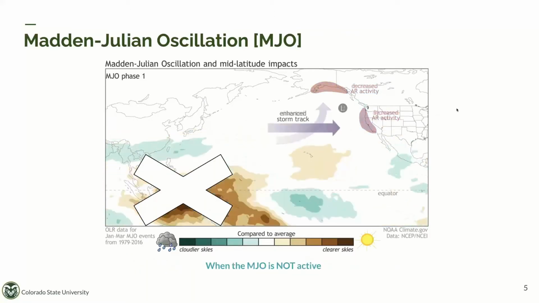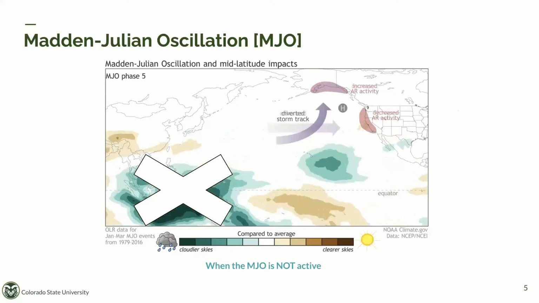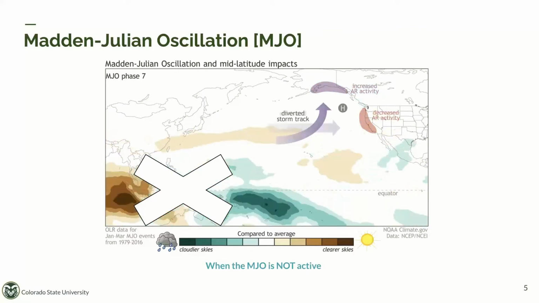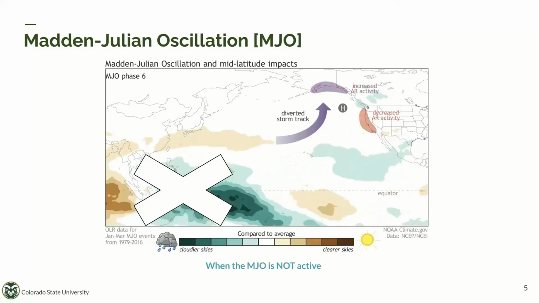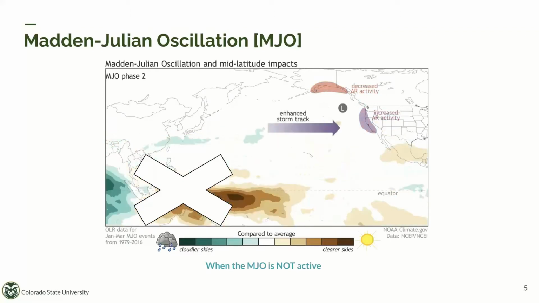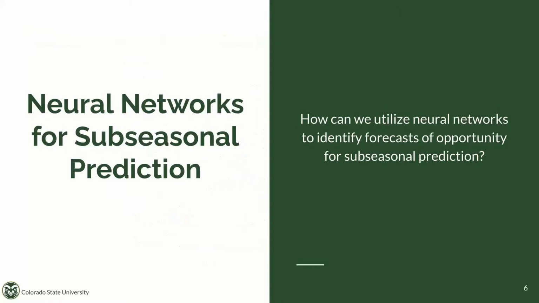However, what makes the Madden-Julian oscillation, or the MJO, an opportunity is that it's not always active. And so when it is active, we can harness our knowledge of its state and location to improve our prediction skill of certain variables. So where do neural networks for subseasonal prediction come in? How can we utilize neural networks to identify forecasts of opportunity for subseasonal prediction?